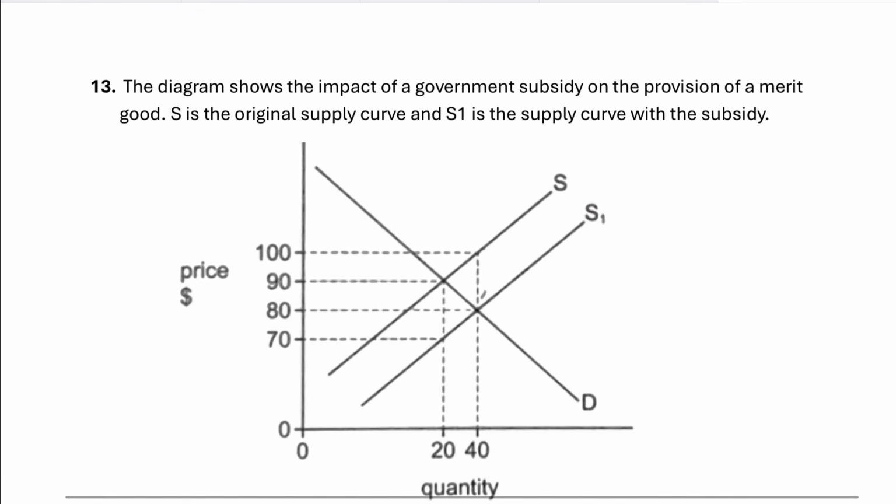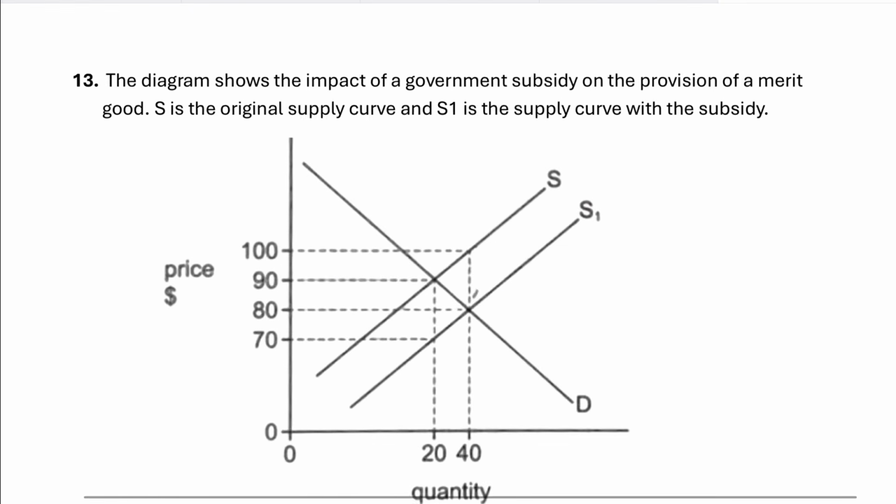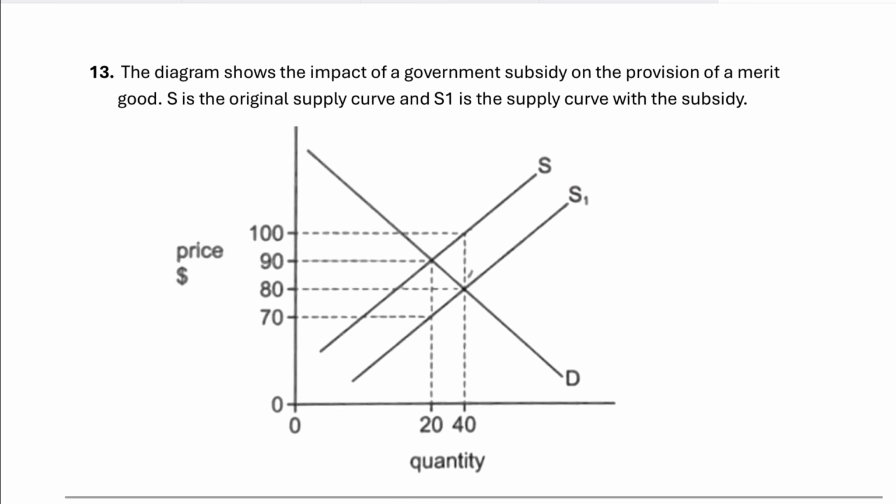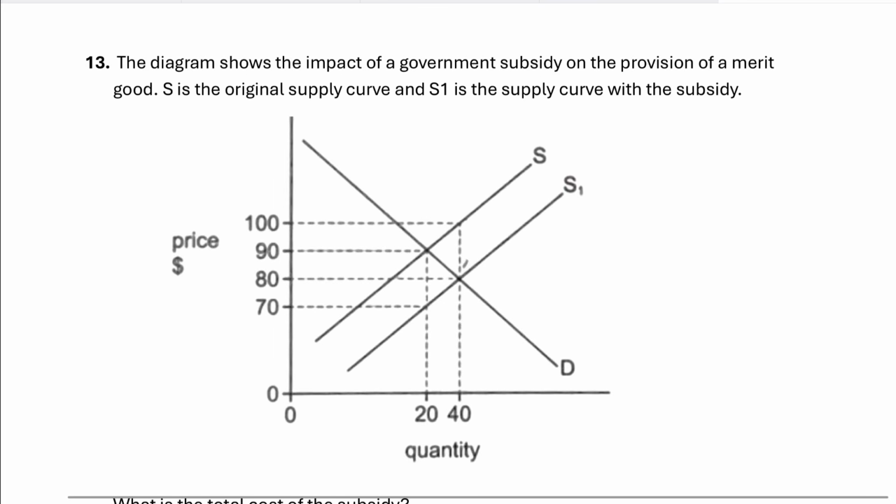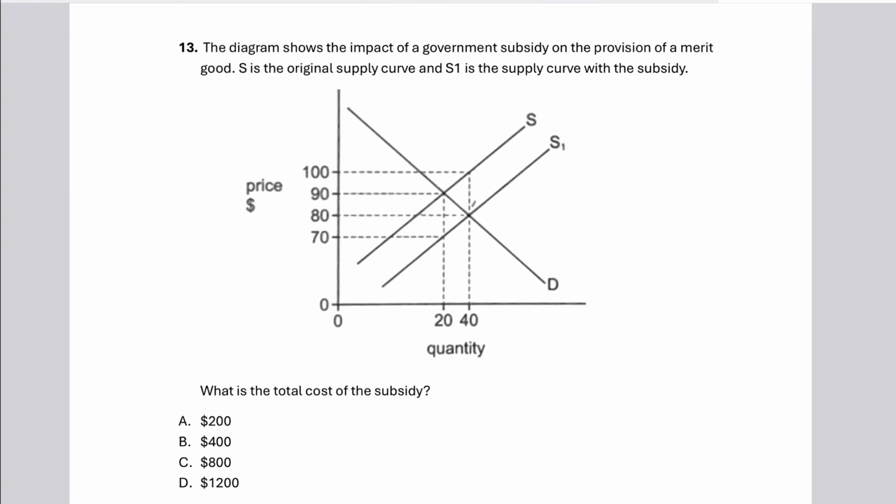Question number 13 says the diagram shows the impact of a government subsidy on the provision of a merit good. S is the original supply curve and S1 is the supply curve with the subsidy. What is the total cost of the subsidy?